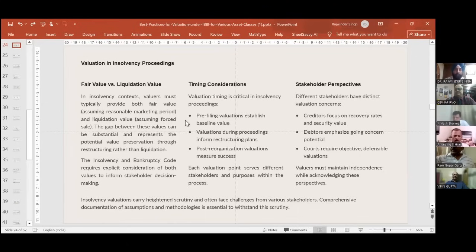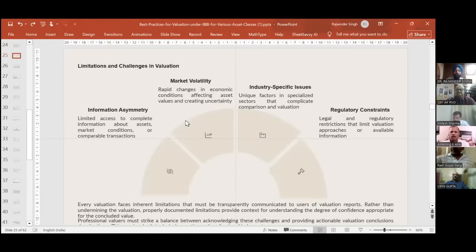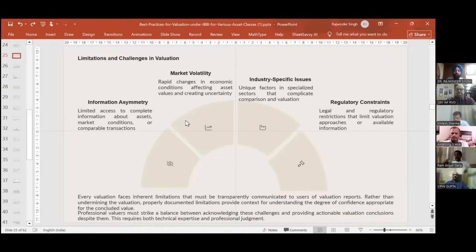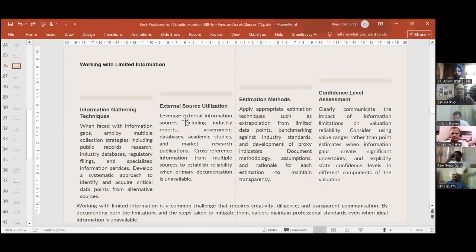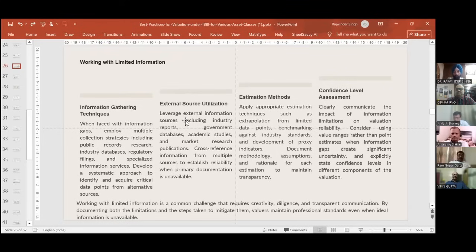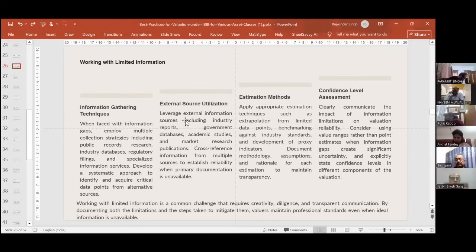We have already discussed valuation in insolvency proceedings, and then we have discussed the limitations and challenges in valuation. Next, as far as the Indian context in valuation is concerned, we have limited access to data while doing the valuation. So whenever you are doing valuation with limited information, limited data, how can you proceed?